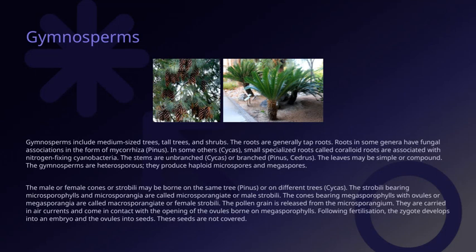In gymnosperms, the male or female cones, also known as strobili, can either be borne on the same tree, like in Pinus, or on different trees, as seen in Cycas. The cones that carry microsporophylls and microsporangia are called microsporangiate or male strobili, while those bearing megasporophylls with ovules or megasporangia are known as macrosporangiate or female strobili.